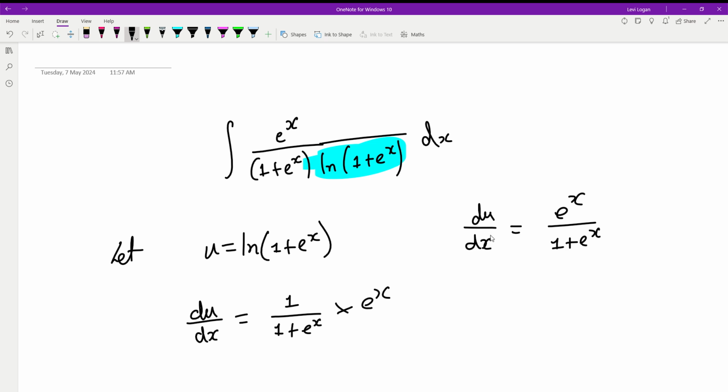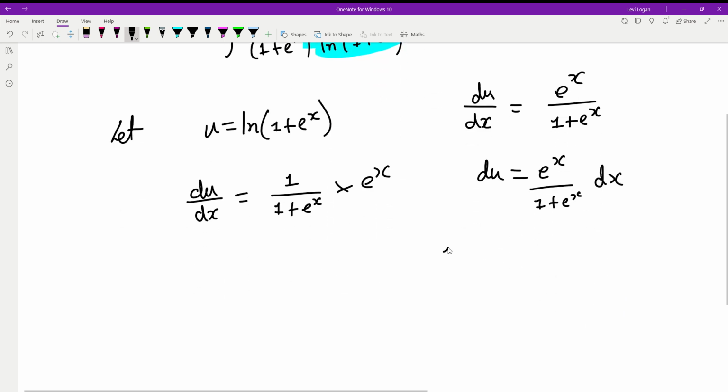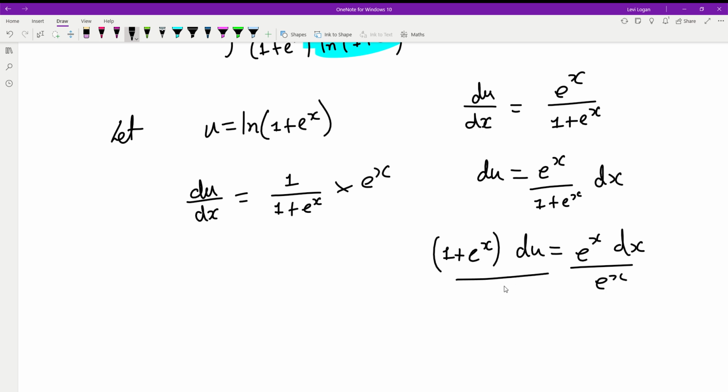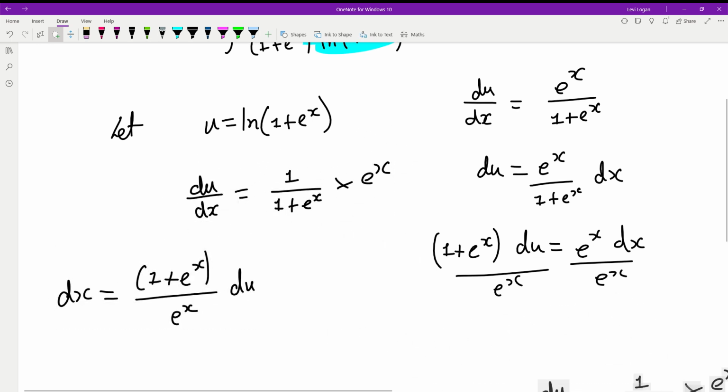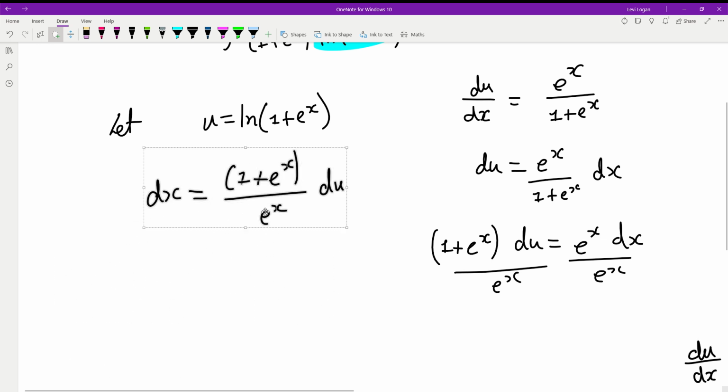Now, you can rearrange this to get dx as the subject. So if you rearrange this, we'll move the dx up there, so you get du equals e to the x over 1 plus e to the x dx. Times both sides by 1 plus e to the x, so 1 plus e to the x du equals e to the x dx. Then you can divide by e to the x. So we get dx is equal to 1 plus e to the x on e to the x du. Okay? So using both of these substitutions here, we just get rid of this because we don't need that anymore.